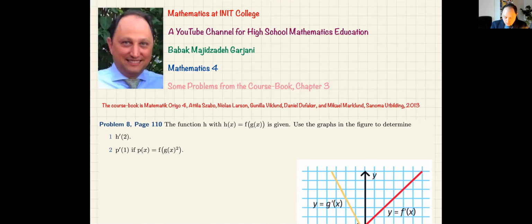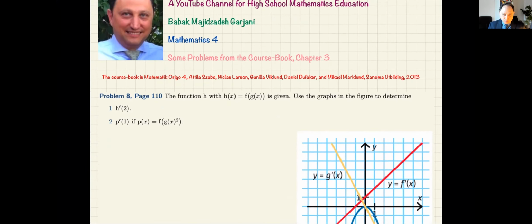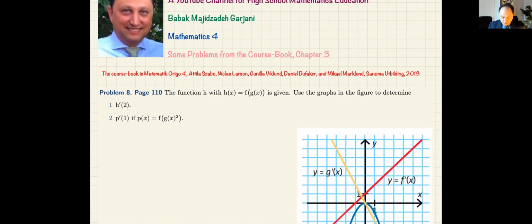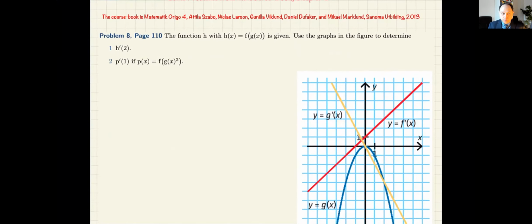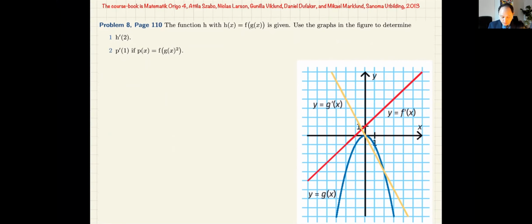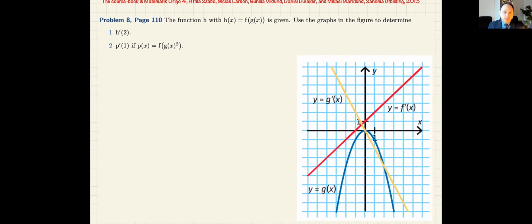So in this session I will talk about some problems from the course book chapter 3, and we know that the course book is Matematik Origo 4. I found a good problem, actually. This is a nice problem. Of course, I wrote the English translation of that problem here, but this picture is copied and pasted from exactly the book. So this is the question, problem 8 on page 110.